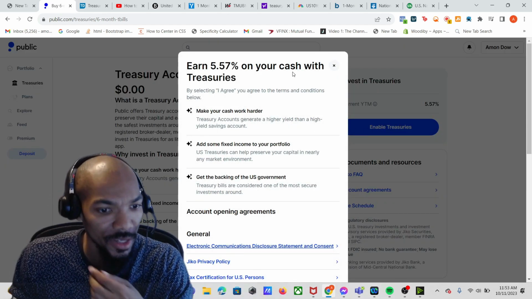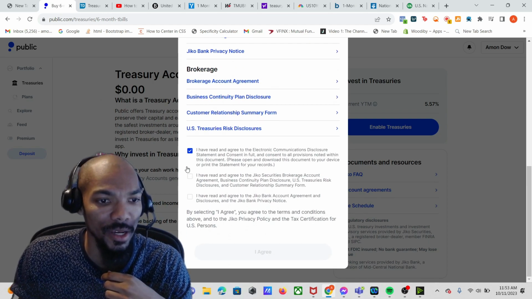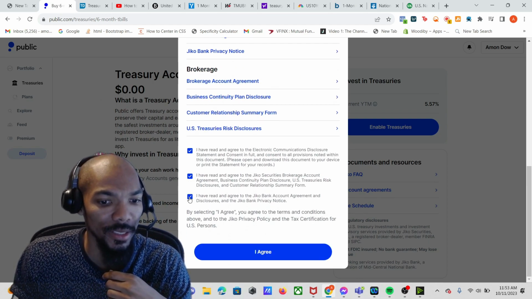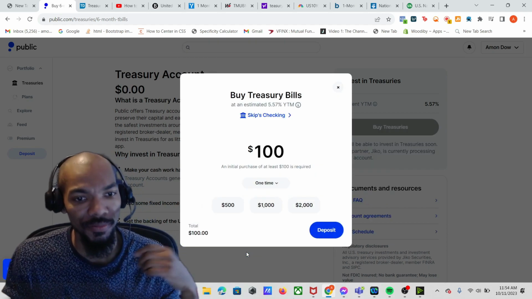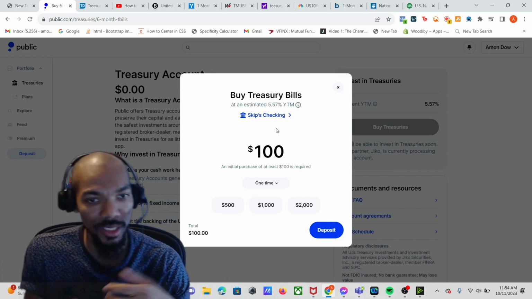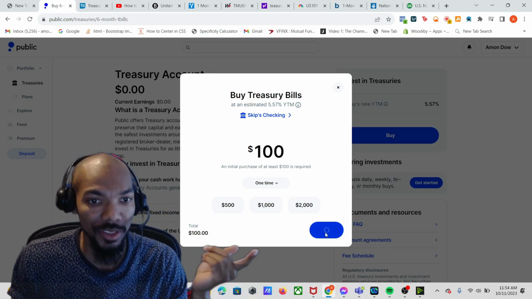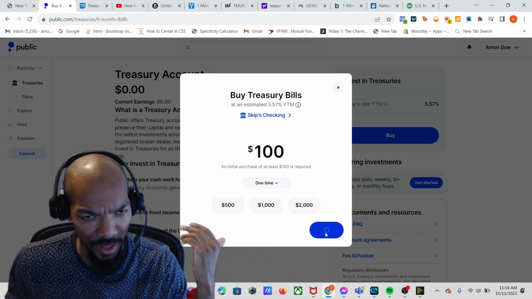It shows you the current yield, and then we scroll all the way down, I agree, and then you hit I Agree. Now of course you need at least $100, because that's how much every treasury bill is. So I'm going to deposit $100 so you can see.